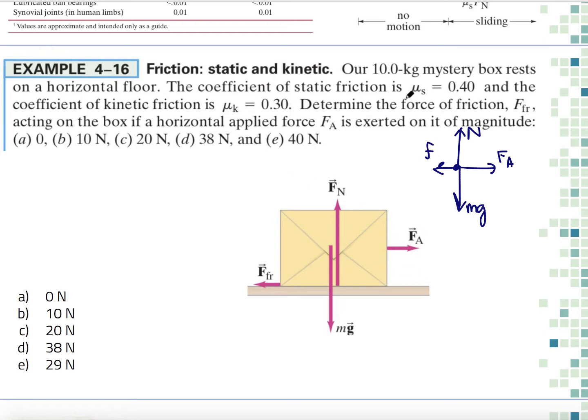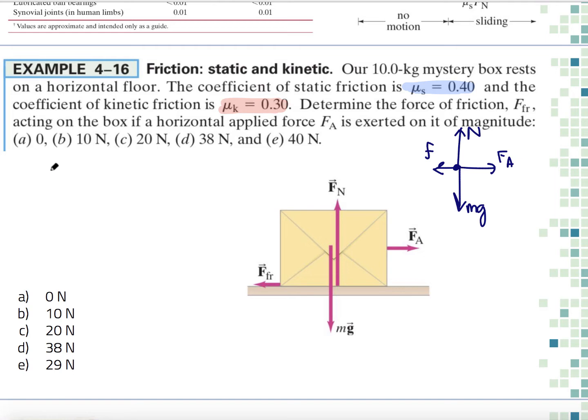So I'm given that mu of static friction is actually 0.4, and the mu for kinetic friction is 0.3. So here are my two mu's. Now, when I go back and look at this problem, I'm looking for the force of friction depending on the force that I am exerting on it. So I'm going to go ahead and calculate my static friction force and my kinetic friction force.